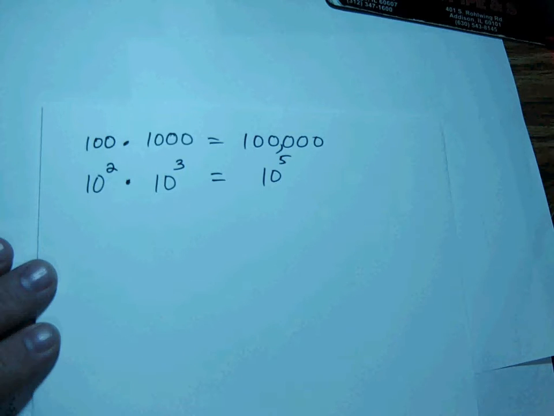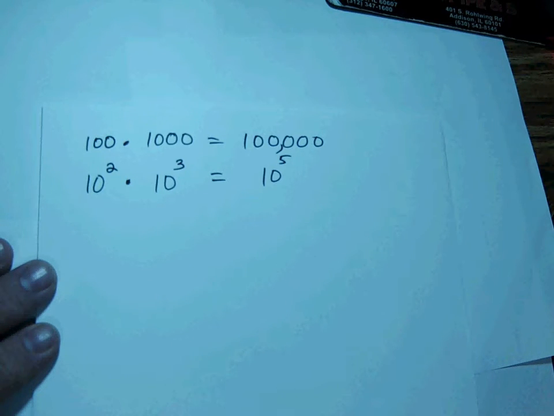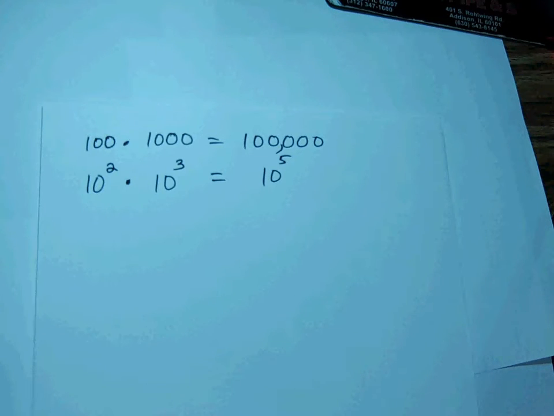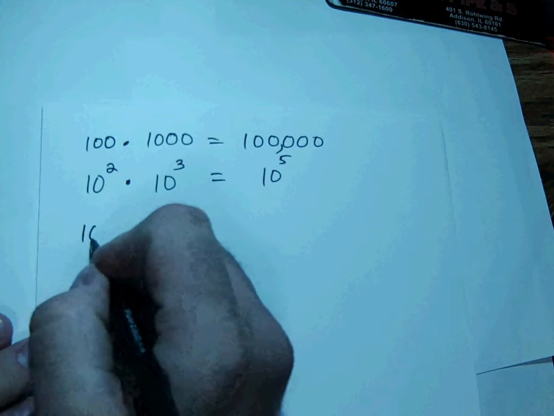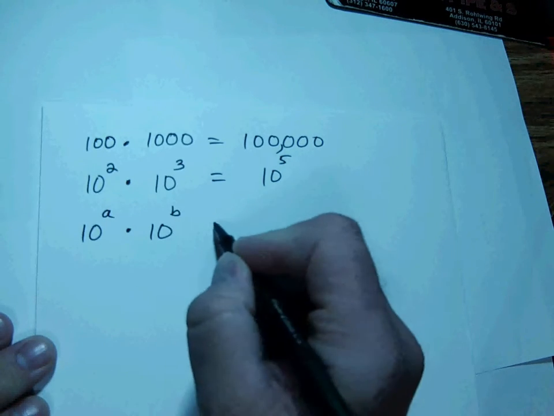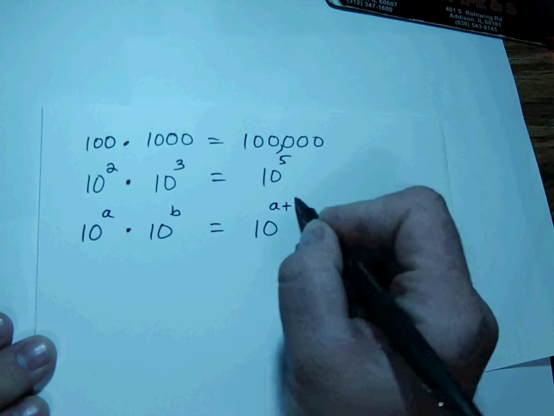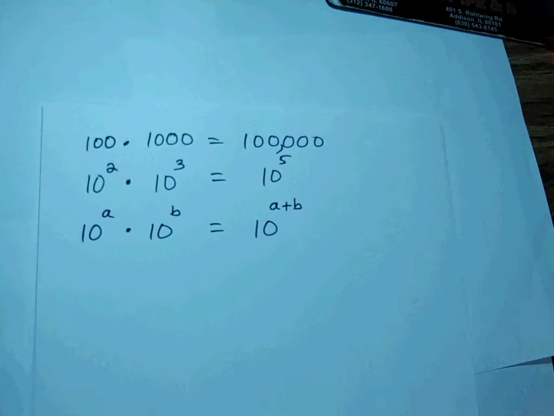Now, there's a requirement that we have the same base. Okay, that 10 is the base. Okay, and the exponents then will be added. If you look at the very bottom of page 240, generically presented, 10 to the power of A times 10 to the power of B equals that same 10 to the power of A plus B. I'm going to add them together.